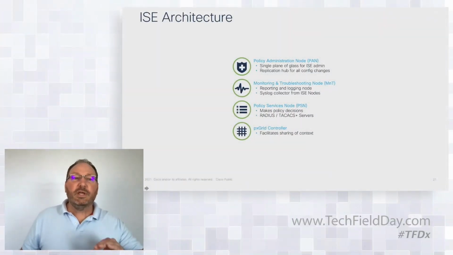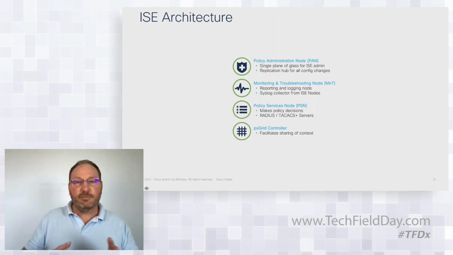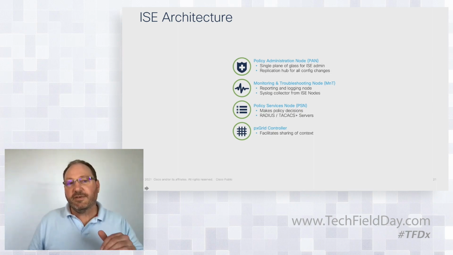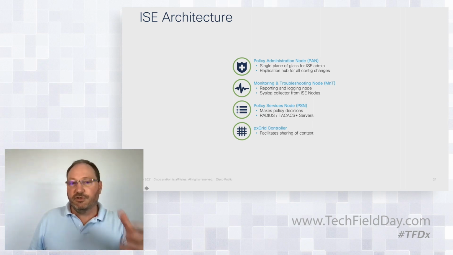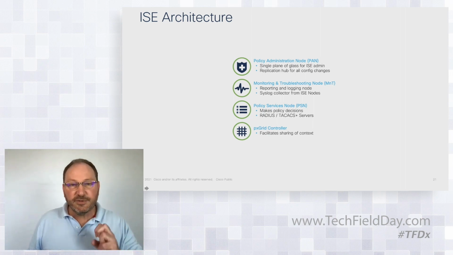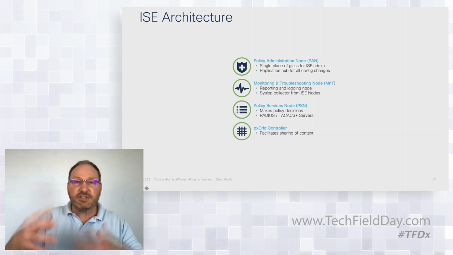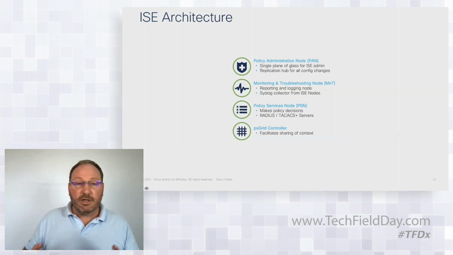What we do a little bit differently, that I wanted to make sure everybody has a chance to understand, is the architecture. I mentioned that we have a policy administration node where we use the REST APIs to configure things. We also have a monitoring and troubleshooting node where all of the logs go. So if you wanted to pull reports or query for sessions, those APIs would go to that node. We have a policy service node, which actually handles all the different RADIUS requests and TACACS requests. And then we have a pxGrid controller that would communicate with the different security services.